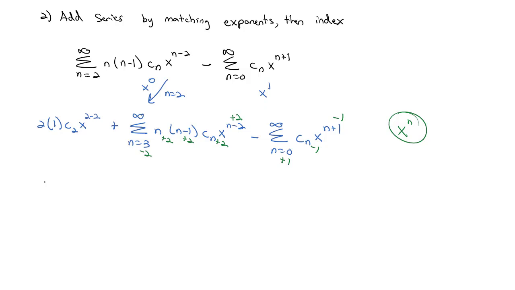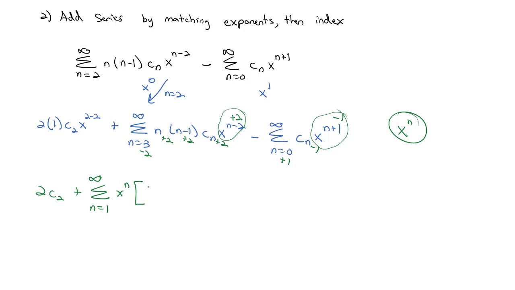Now when we simplify, the first term just becomes 2c sub 2 plus, the sum, and now you notice both sums start with an index of 1 going to infinity. Another thing that both sums have is they both have an x to the n power now. I'm going to go ahead and factor out that x to the n now.